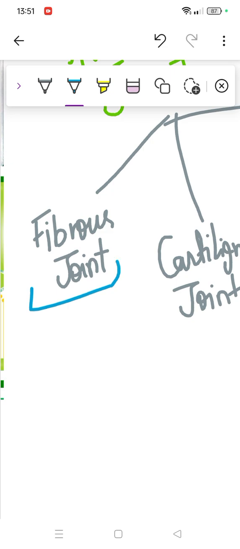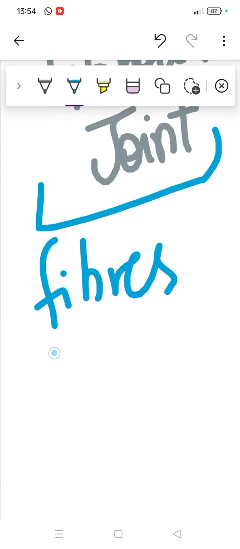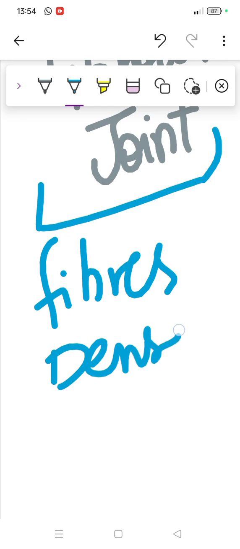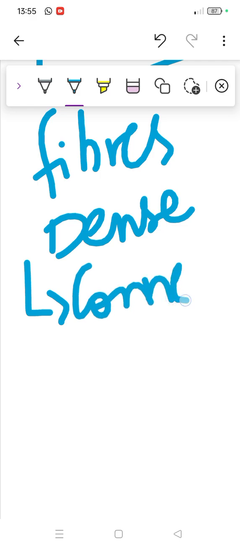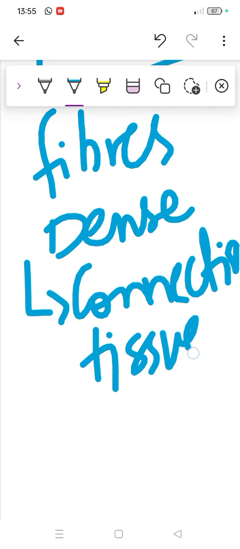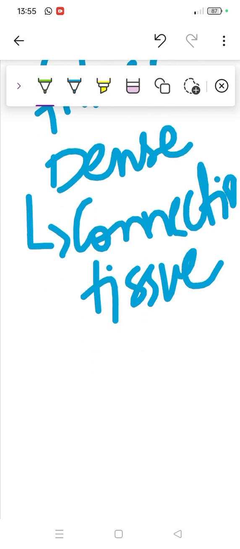First one, fibrous. Even the word fibrous says it would be made up of fibers. So they are made up of fibrous tissue. These are called dense fiber, which are simply connective tissues. And what you'll see, we have so many things here. Basically no movement occurs.